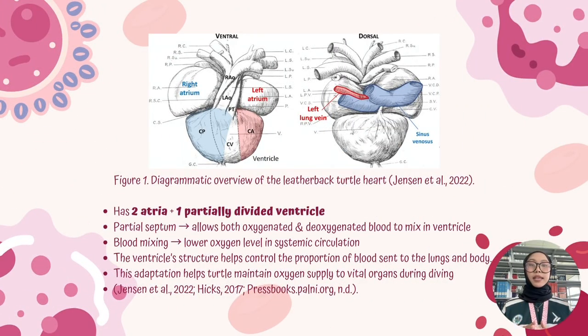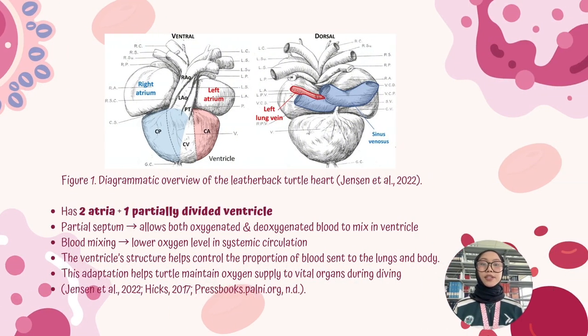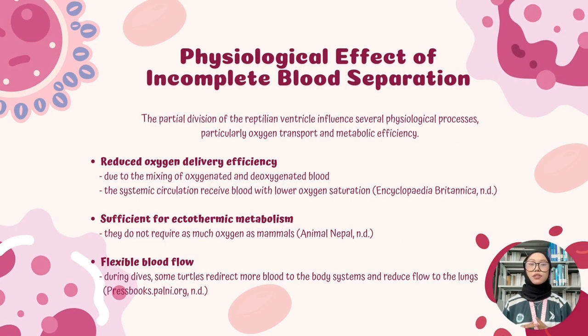In this slide, I'll be explaining the anatomical structure of the leatherback turtle's heart, shown in figure 1. As you can see, it has two atria plus one partially divided ventricle. Also, they have a partial septum, which allows both oxygenated and deoxygenated blood to mix in the ventricle. As a result of blood mixing, it lowers the oxygen level in systemic circulation. The ventricle structure helps control the proportion of blood sent to the lungs and body. This adaptation helps the turtle maintain oxygen supply to vital organs during dives.